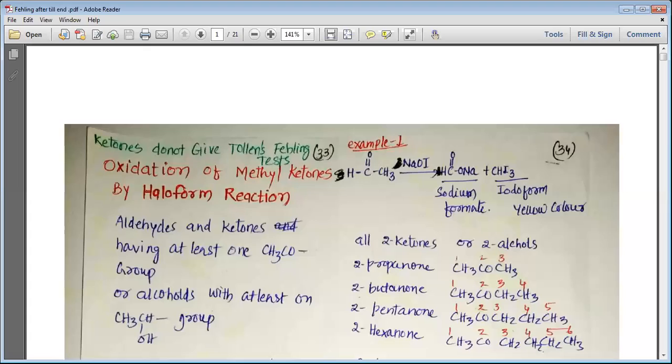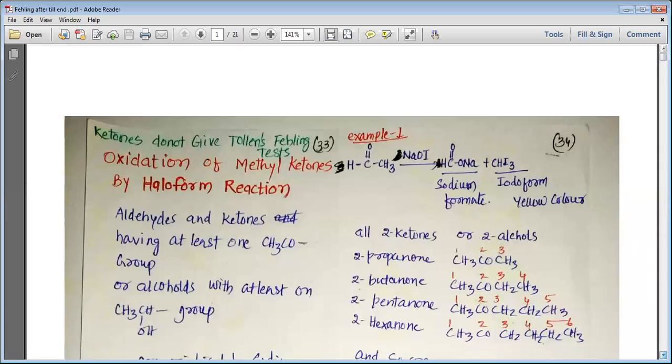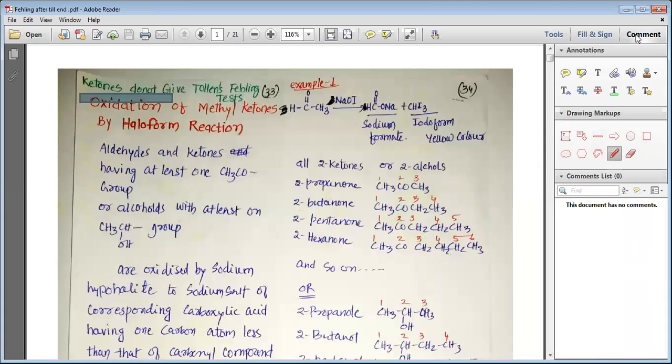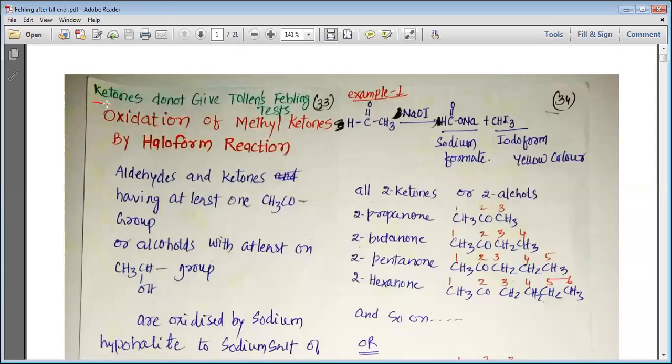Remember, my dear students, that the Tollens test and Fehling test are not given by ketones. You can see now on your screen the new shared screen. The first statement of that screen tells you a very important piece of information, dear students. Can you read that information that I am highlighting?